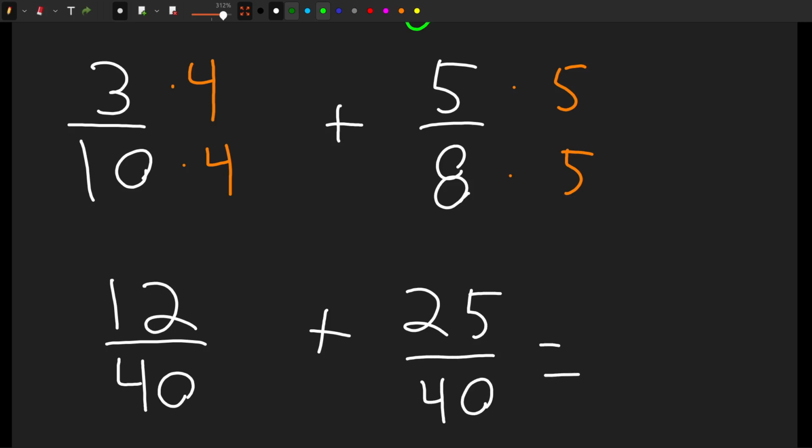And now, since they have the same denominator, we can now add them together, like we did at the very beginning of the adding and subtracting fractions section. So 12 plus 25 gets us to 37, and our denominator is 40. And that is our answer.